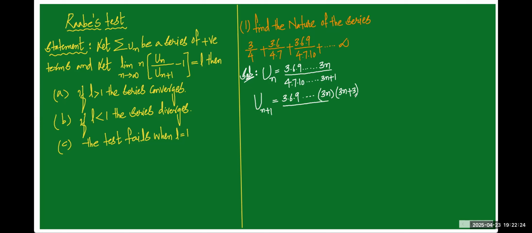Similar story for the denominator also. 4 into 7 into 10 and so on. Its nth term will be 3n plus 1. And after the 3n plus 1, the next term will be 3n plus 4. You can ask me the question if you don't understand how we are getting this 3n plus 4. Simply in the rough column, I'll show you how to do it. Simply we multiply this 3n, and 3 ones are 3 plus 1 is 4. That's 3n plus 4.